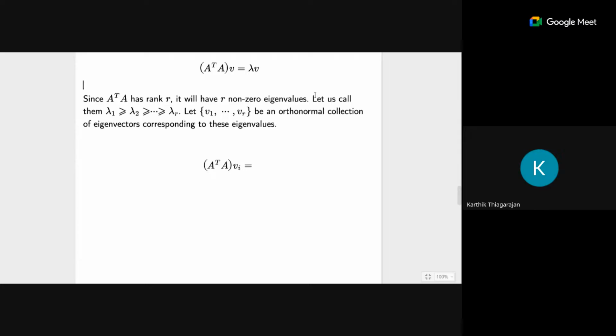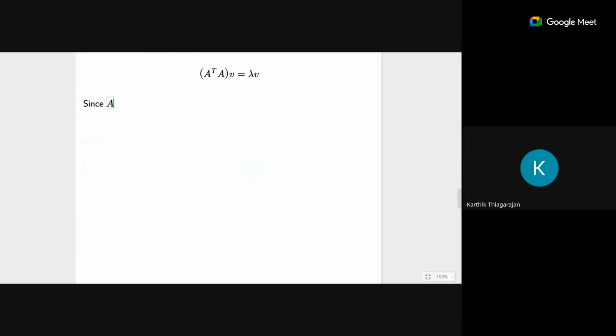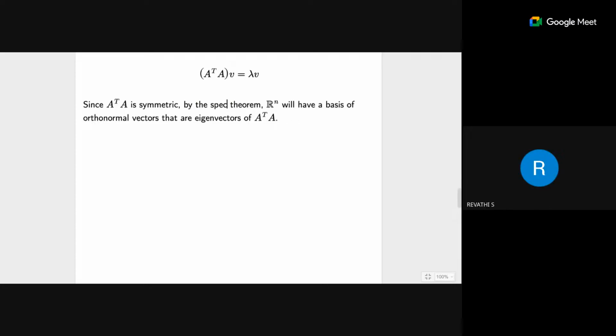So this is the reasoning. Since A transpose A is symmetric, by a theorem which we studied yesterday, Rn will have a basis of orthonormal vectors that are eigenvectors of A transpose A. What is this theorem that we studied yesterday which guarantees this? The spectral theorem. So by the spectral theorem, you will have eigenvectors that are orthonormal. Is this clear to everyone? This is important.